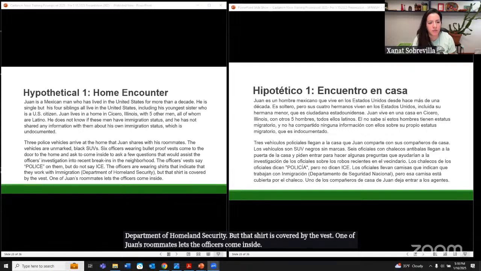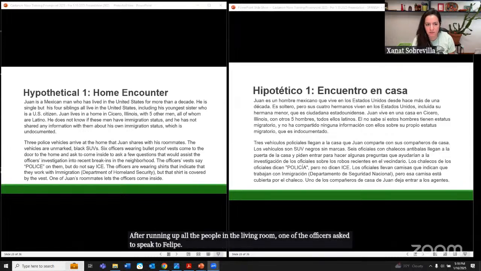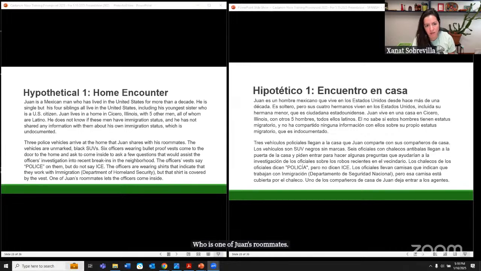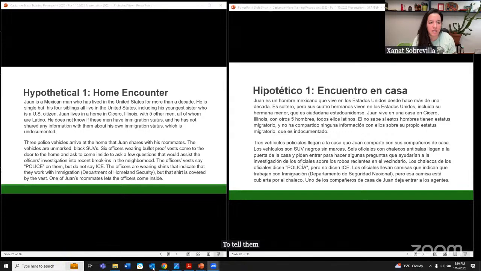After rounding up all the people in the living room, one of the officers asks to speak to Felipe, who is one of Juan's roommates. Felipe is not at home, so Juan tells the officers that Felipe is not there. The officers then assist each other in the living room to insist that they tell them their name and provide photo identification to them.